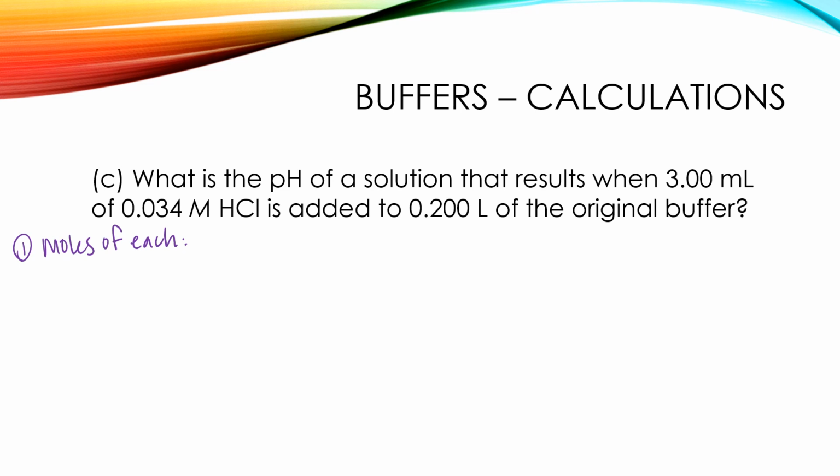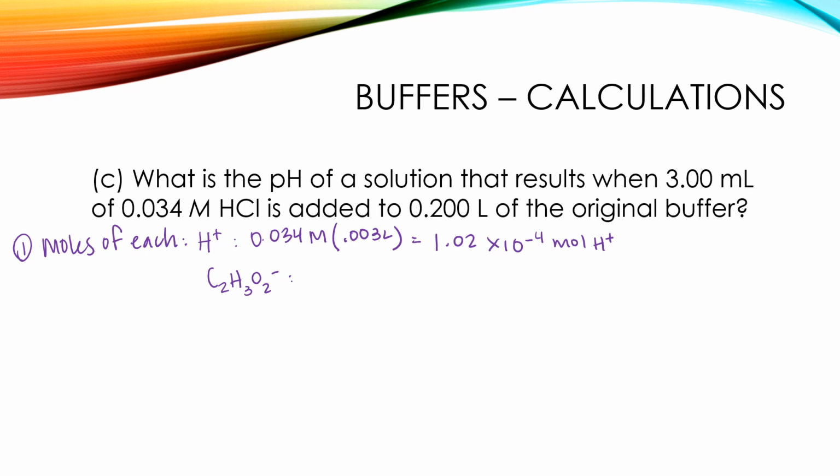So remember, chlorine is neutral. It's not going to do anything. It's a spectator. So I have 0.034 molar times 0.003 liters is equal to 1.02 times 10 to the negative 4. So sometimes these numbers end up being really tiny, so we've got to use quite a few decimal places. Okay, and then it says we're adding it to the original buffer. So if I go back to the previous slide, which I can't do right now while I'm recording this, but you could look back at your work.